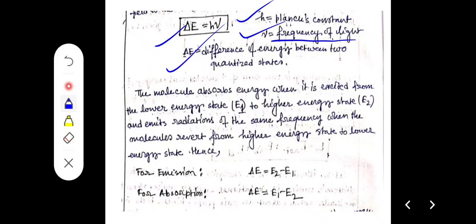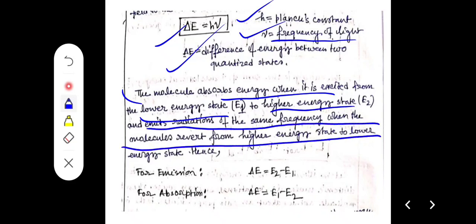And always remember, delta means there should always be a difference. When delta is given, delta means difference. Sometimes small d can also be given. This is also termed as difference or change. Okay. Now the molecule absorbs energy when it is excited from lower energy state, that is E1, to high energy state. Okay, and emits radiation of the same frequency when the molecule reverts from high energy state to the lower energy state. Okay, that should be a very important concept.